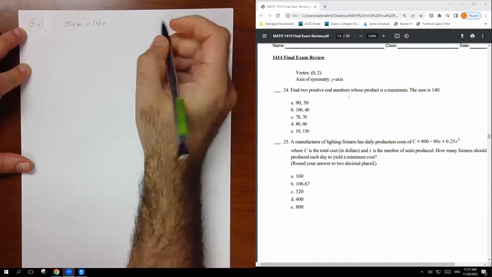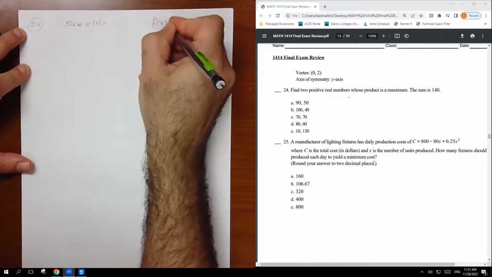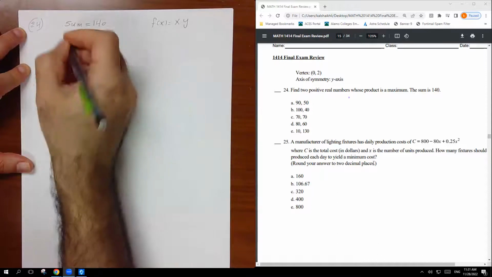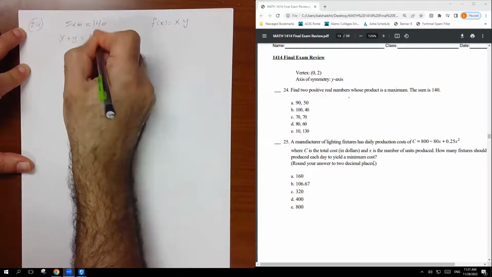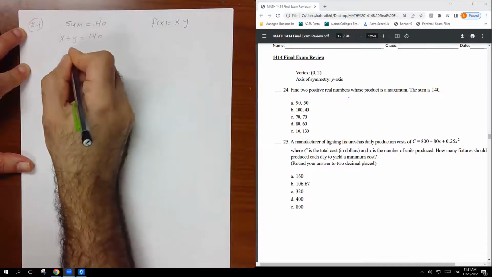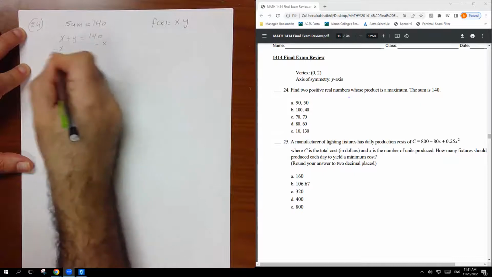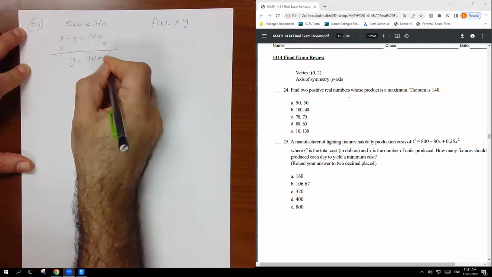And the product is max. So f of x, I'm gonna say xy. That means the two numbers is xy. The sum is x plus y equal 140. So what I'm gonna do, I'm gonna solve it for the x. So minus x from both sides. That means y is going to be equal 140 minus x.